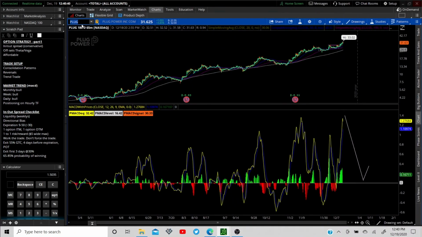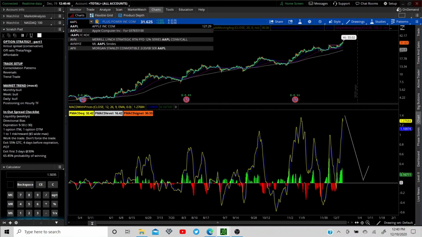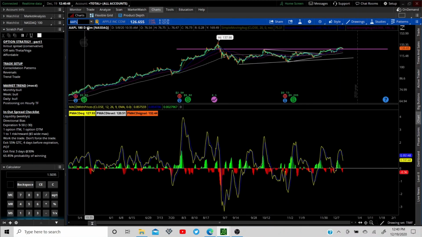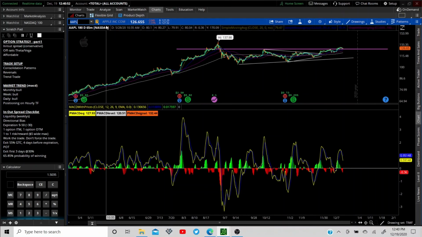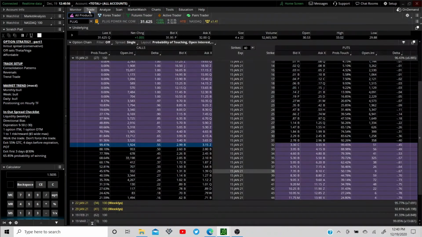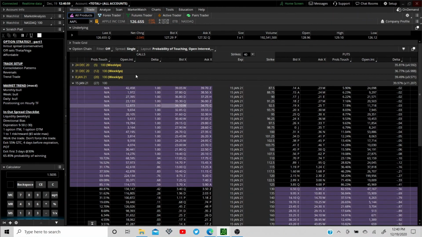Let's go back to Apple. Just so we're clear, we're going to go through the checklist. Let's check out liquidity. Everybody trades Apple, so we know there's weeklies. Check. Directional bias. Let's go to the charts.